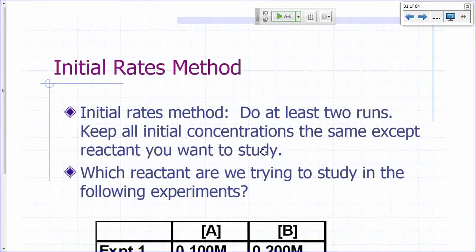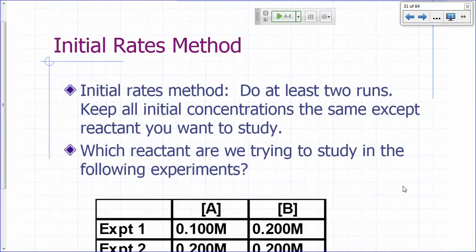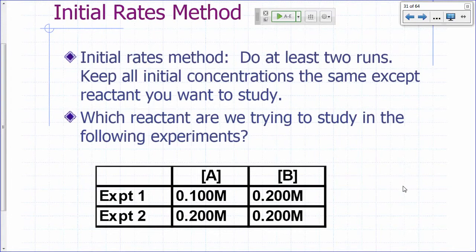So let's talk about the initial rates method for determining the rate law. How do we determine those reaction orders? How do we determine the rate constant? A common technique used in the lab is known as the initial rates method. So you do at least 2 runs. You run the reaction at least twice.